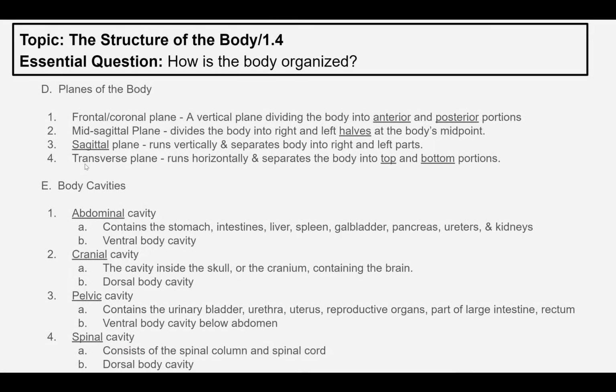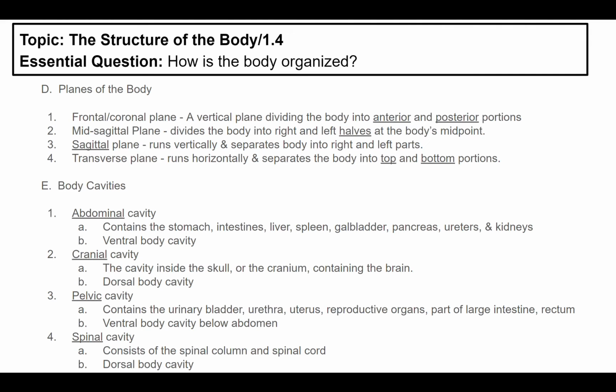The next section, E, covers the different body cavities that you have. The first one is the abdominal cavity. It contains the stomach, intestines, liver, spleen, gallbladder, pancreas, ureters, and kidneys. That's a ventral body cavity, which is anterior. The cranial cavity is the cavity inside the skull or the cranium, and it contains the brain. That's considered the dorsal body cavity, because you have more of your brain on the back side of your head, so that's considered dorsal or posterior.